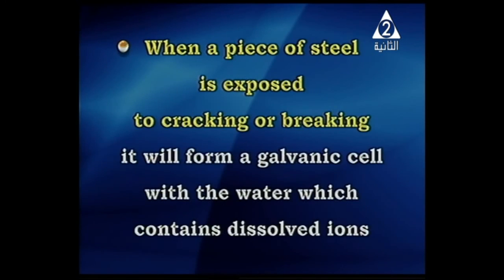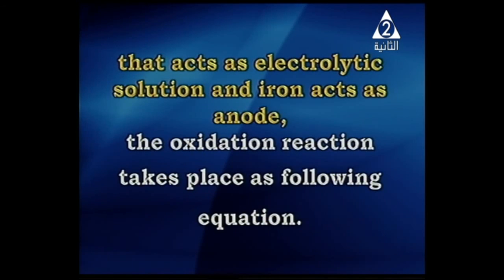After that, when the piece of steel is exposed to cracking or breaking, it will form a galvanic cell with the water which contains dissolved ions. Dissolved ions means here the ions of iron that dissolve in water in the presence of oxygen. That acts as the electrolytic solution, and the iron acts as the anode. So the oxidation reaction takes place in the following equation.